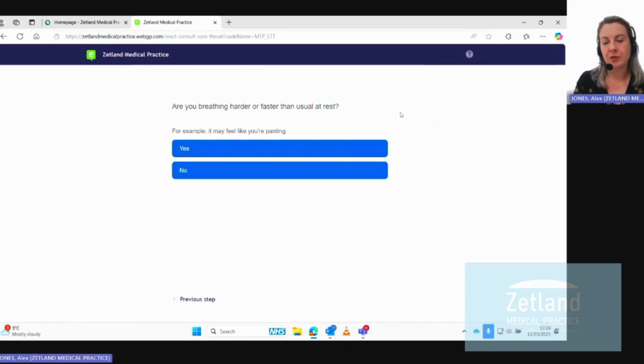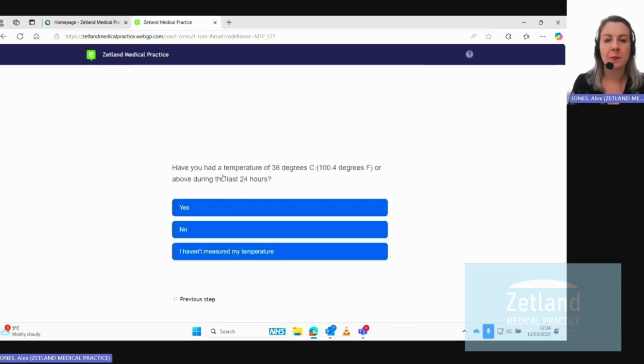So these are sort of red flag questions, because obviously if I'm panting, I'm potentially seriously unwell and it may not be appropriate for me to be doing an e-consult. So if I was to answer yes, it would probably stop the e-consult and ask me to phone the surgery or phone 111, because that would imply that I need immediate attention rather than waiting for a response on an e-consult. So I'm going to say no.